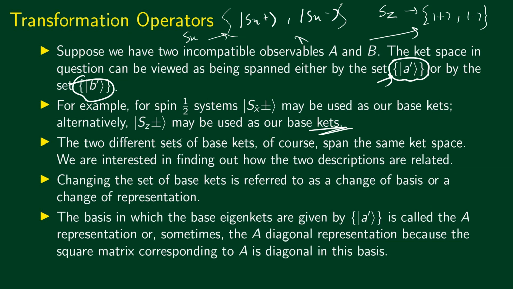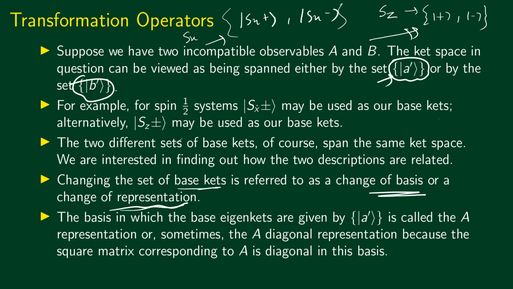Changing the set of base kets is referred to as a change of basis or a change of representation. If I use a particular basis, I say that this is a representation, and this is another representation. So when we change the base kets, we are changing the representation. The idea is that we are talking about the same physical objects, but we are just using different representations.